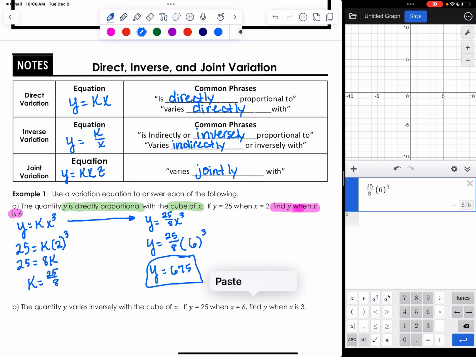So we took the given information. We used that given information to find the value of k. Then we used the value of k to write a new equation, and with that new equation we could answer the question. Okay. All right, let's look at another problem.